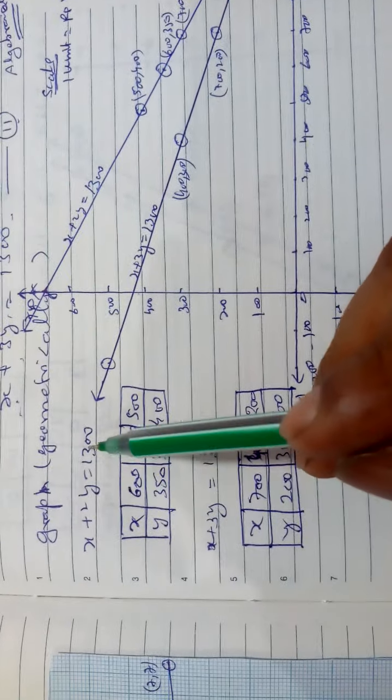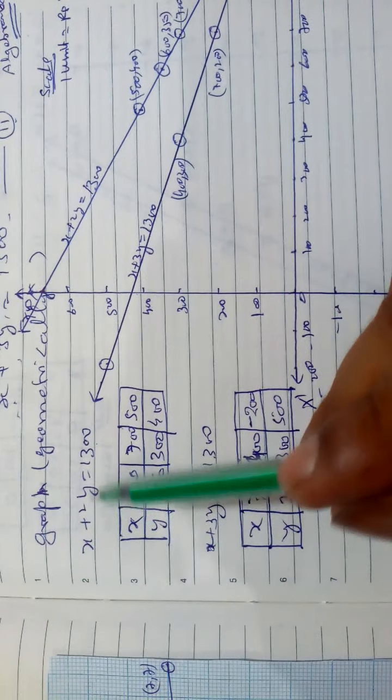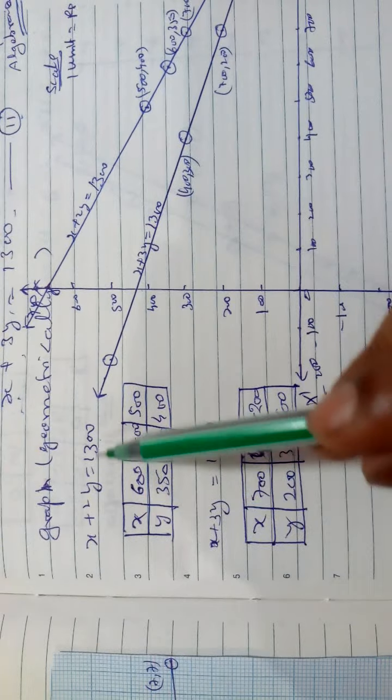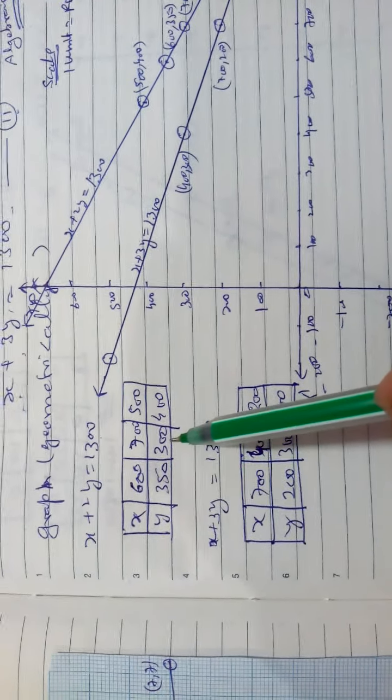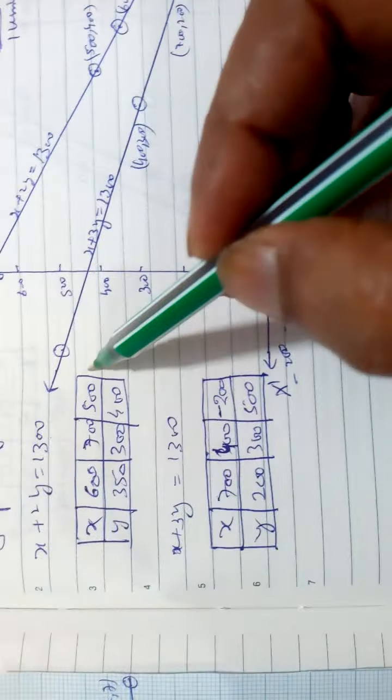600 I have taken. 1300 minus 600, what will you get? 700. Half of the 700 will be 350. Similarly 600 by 2, 300. So like this you take the values. This value you decide by your mind.